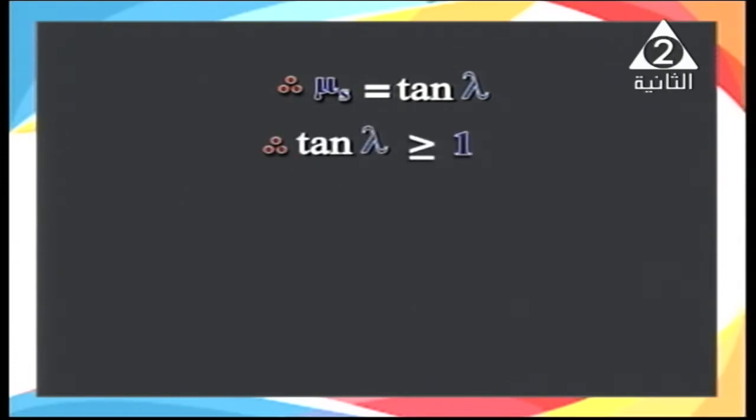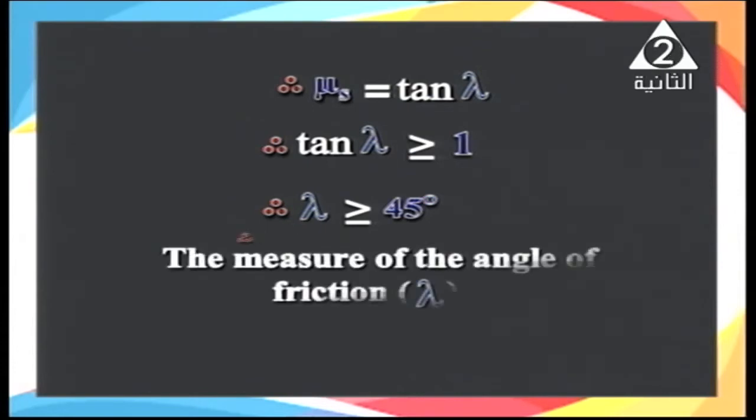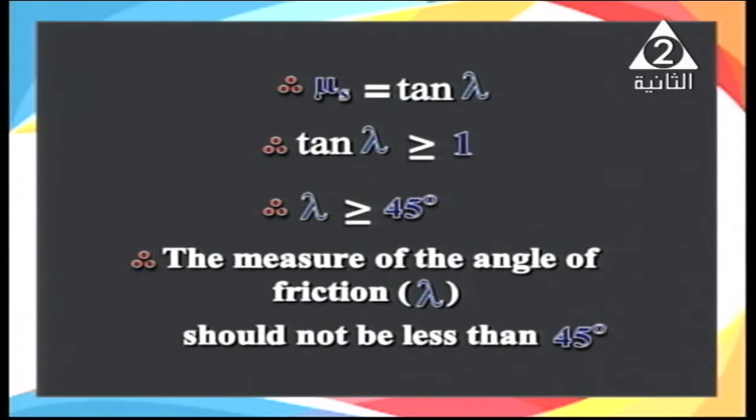Mu s equals tan lambda, this is the rule. Then tan lambda is more than or equal to 1. My dear student, what is the measure of lambda? Shift tan of 1 equals 45. Then lambda is more than or equal to 45, we mean that lambda should not be less than 45. The measure of the angle of friction, lambda, should not be less than 45. This is the first required.